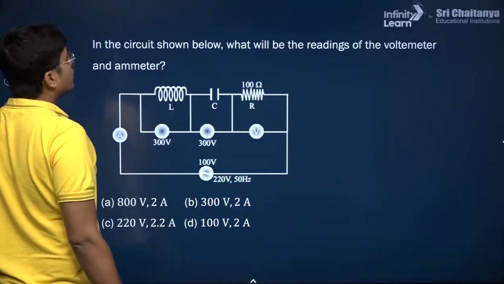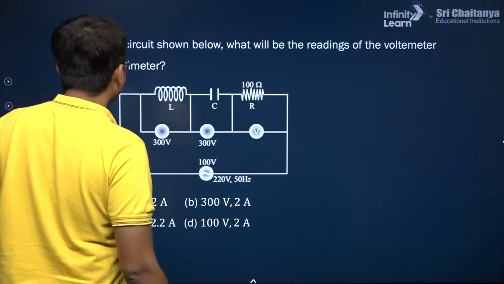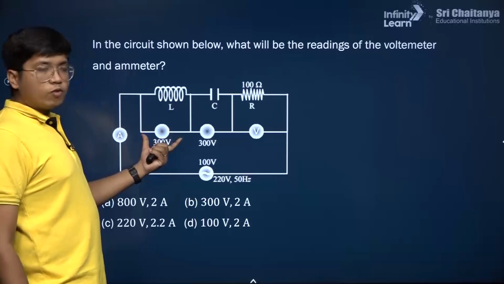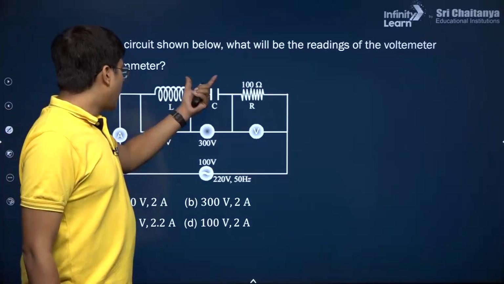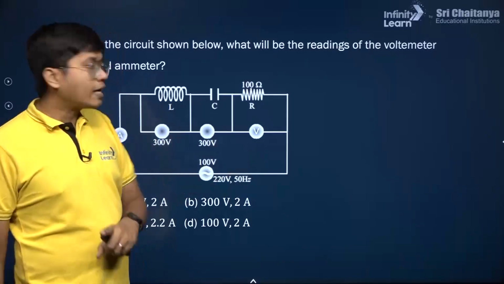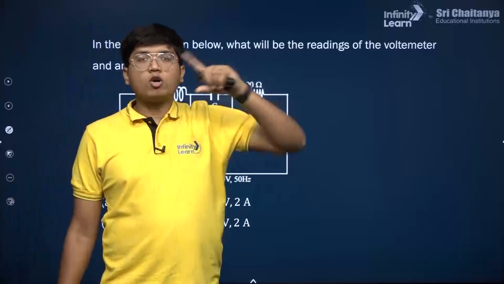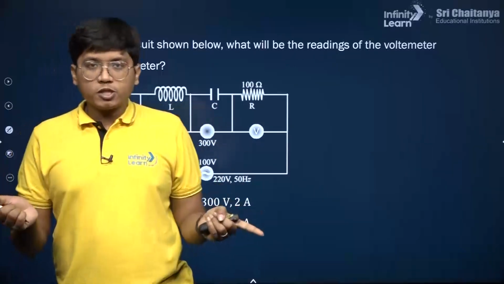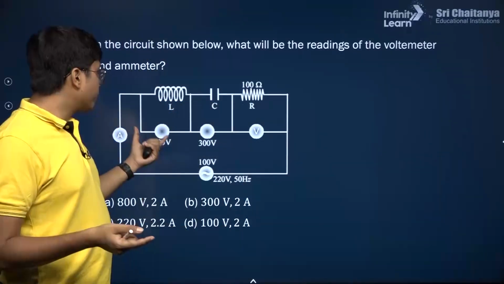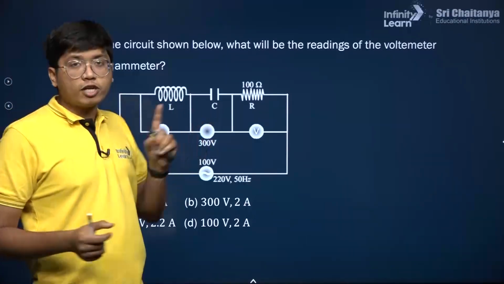This says, in a circuit shown below, what will be the readings of the voltmeter and the ammeter? Here we see that across the inductor voltage is 300 volts. Across this also the voltage drop is 300 volts. What does that tell you? This VL and VC are equal. And we know by phasor diagram, VL and VC are in opposite directions. If the potential differences across them are equal, that means that this system is in resonance.